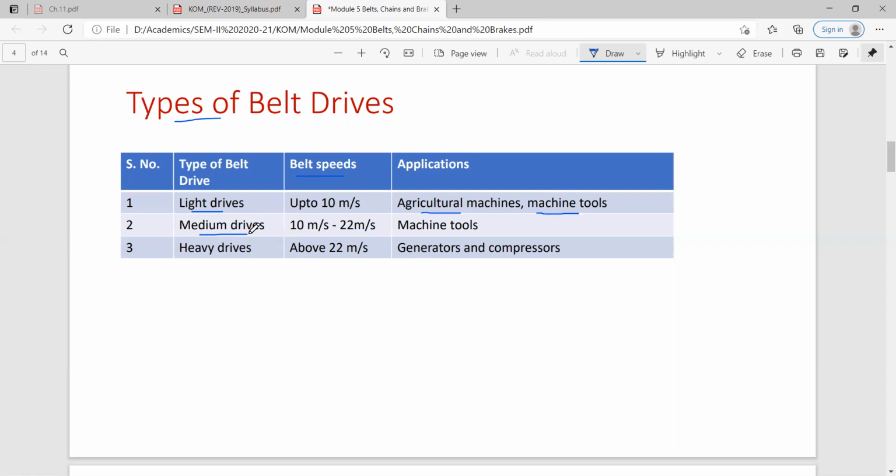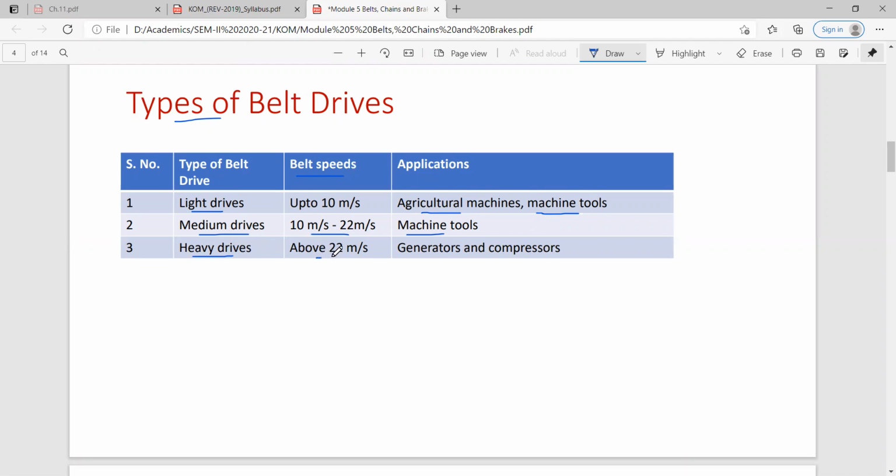Then medium drives. For medium drives, the belt speed range is from 10 to 22 meters per second. These drives find their applications in machine tools. Then come to the heavy drives. Heavy drives are used to transmit a heavy or huge amount of power.